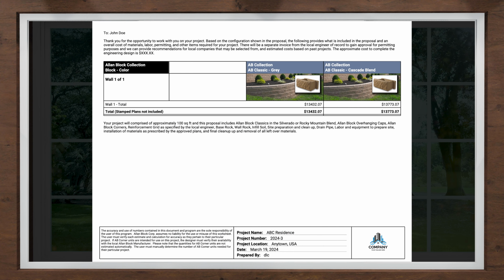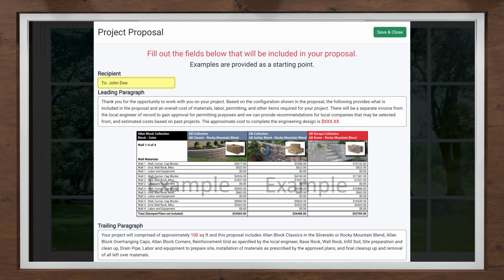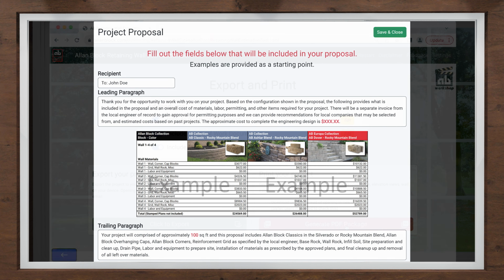Do you want to give your customers the total cost without having each individual item listed and at the same time offer them different options? Use the project proposal document to complete this. By clicking on the Edit button, you can add your customer's name, editing the lead paragraph to your specific project, add an approximate cost for engineering, and conclude with what your proposal includes.